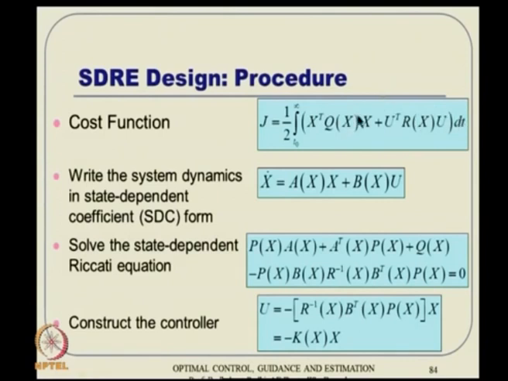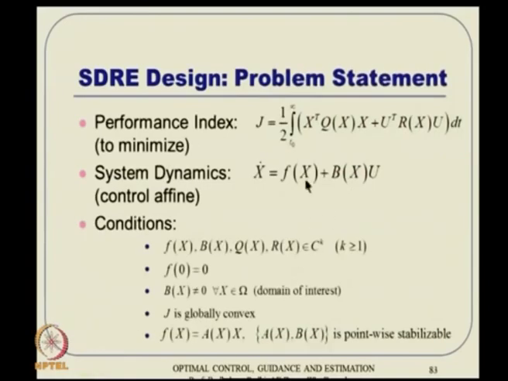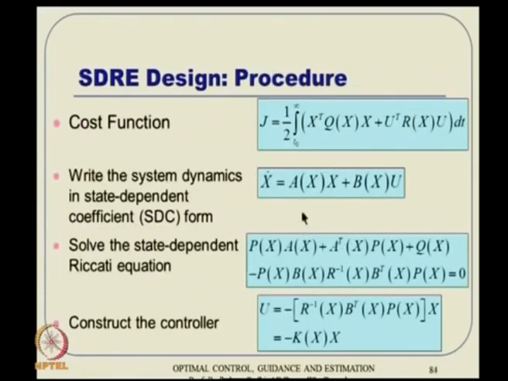If you close your eyes for q of x and r of x for a second, then it feels quadratic. And the system dynamics is written in this so called state dependent coefficient form. That means this f of x is written as A of x times x. So, now it also appears to be linear, not really linear, but appears to be linear. So, now we have a linear looking state equation and a quadratic looking cost function.